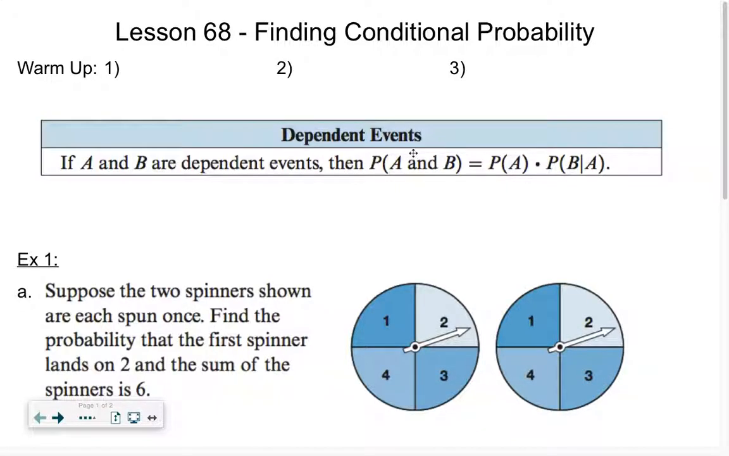So for lesson 68, we're looking at finding conditional probability. It is probability. It's kind of day 2 or 3 with it, and we're looking at different ways that we can go about assessing these groups or these sample spaces. Dependent events, you can put this in your notes if you'd like.